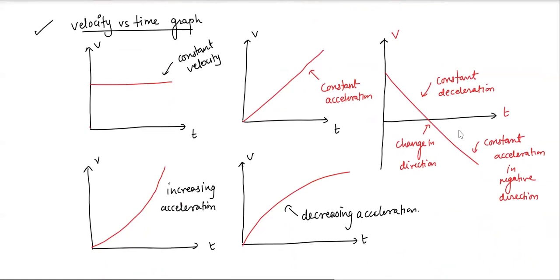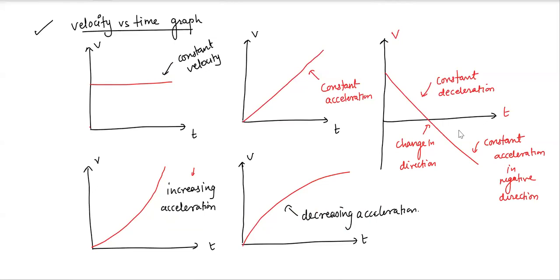In a velocity versus time graph, we can see that the gradient of the velocity versus time graph is the acceleration. So if it is a constant velocity, then you will see a flat line indicating that there is no acceleration. If there is a constant acceleration, the gradient would be a constant. So you will see a straight line. And then if it is increasing acceleration, you will see that the gradient will be increasing, while if it is decreasing acceleration, it will be like that.